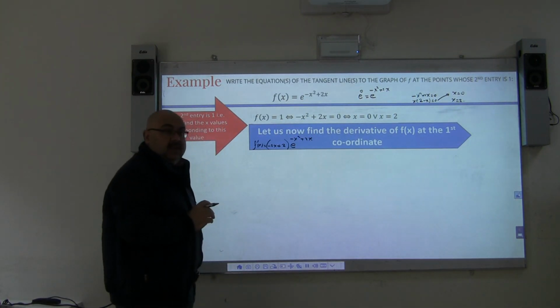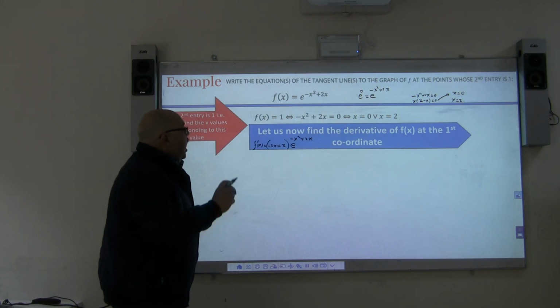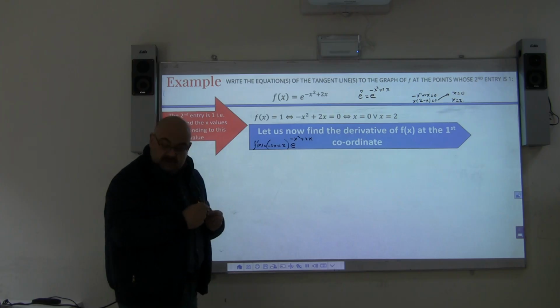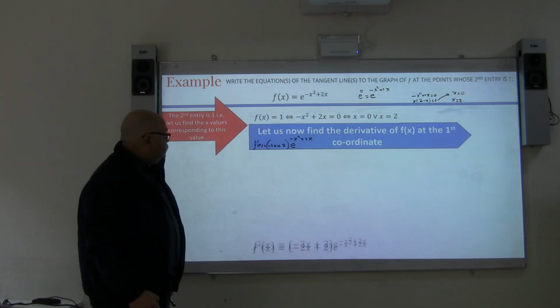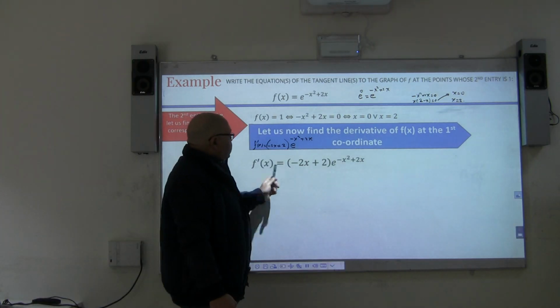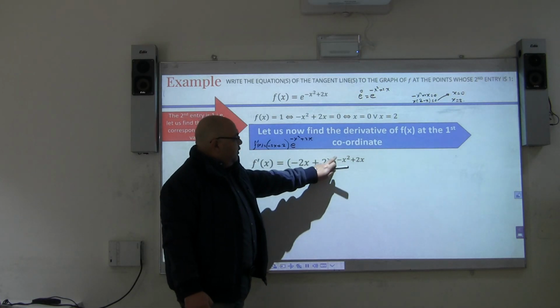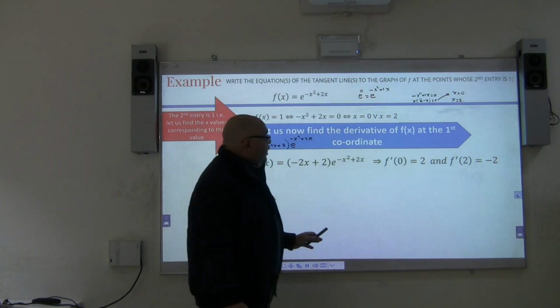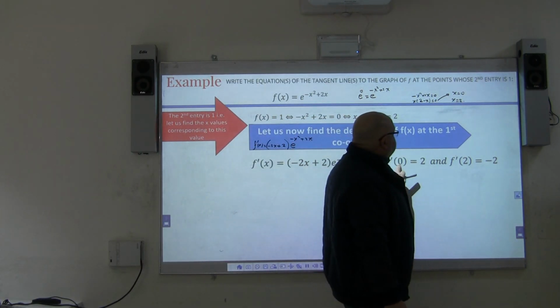This is f dash x. The second step, Omar, I will start to substitute with 0 and 2. I will use the substitutions. So once more, this is f dash x: negative 2x plus 2 times e to the power of negative x squared plus 2x. Then I will find the values of the first derivative at 0.